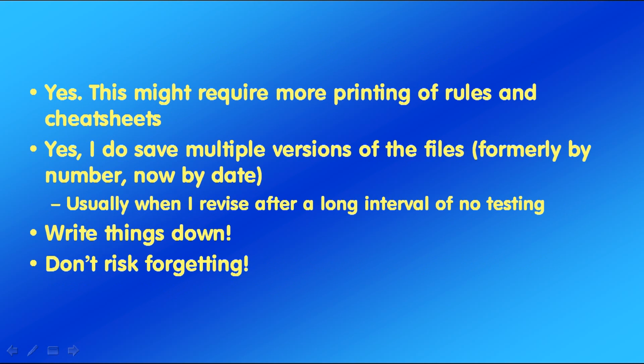Now, the drawback of continuous improvement is you might have to print the rules more often. You might have to print the cheat sheets more often. Yes, I do save multiple versions of the files. I used to save them by number, although those weren't version numbers. I now save them by date. And usually, when I save a new version, it's after a long interval of no testing, because I tend to test and then let the game lie fallow, and then test some more and lie fallow, and so on.